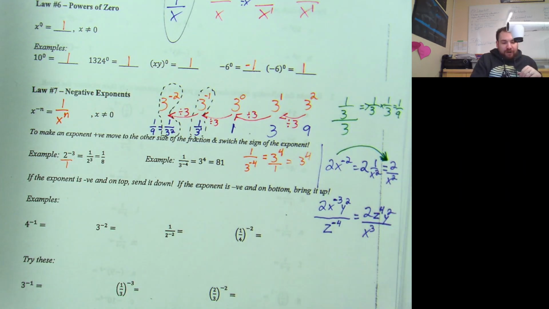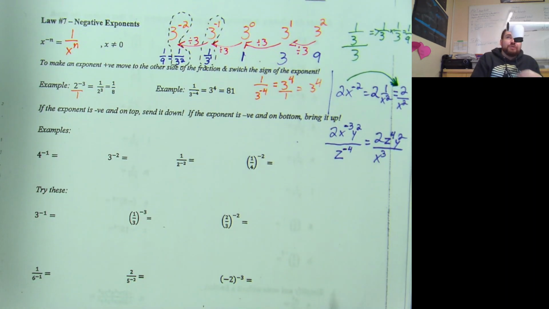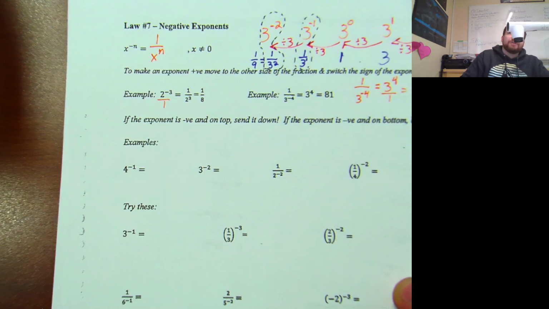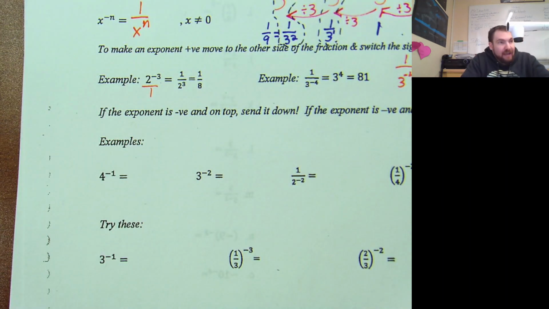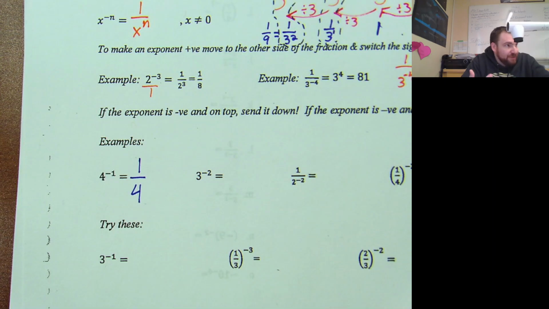Mm-hmm. Okay, we're going to do some of these ones down here. These ones are going to be simpler than these ones. Okay, so I've got 4 to the negative 1. What's that going to be? It's going to be 1 over 4. Well, someone said it was. It's not obvious why that is?